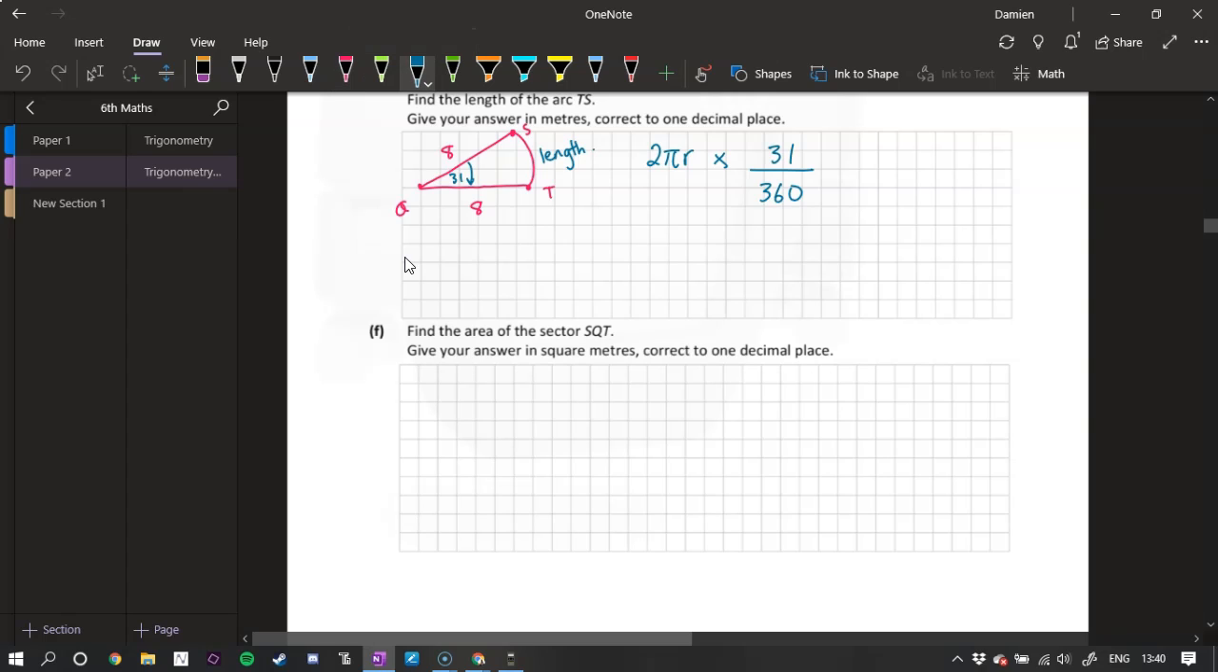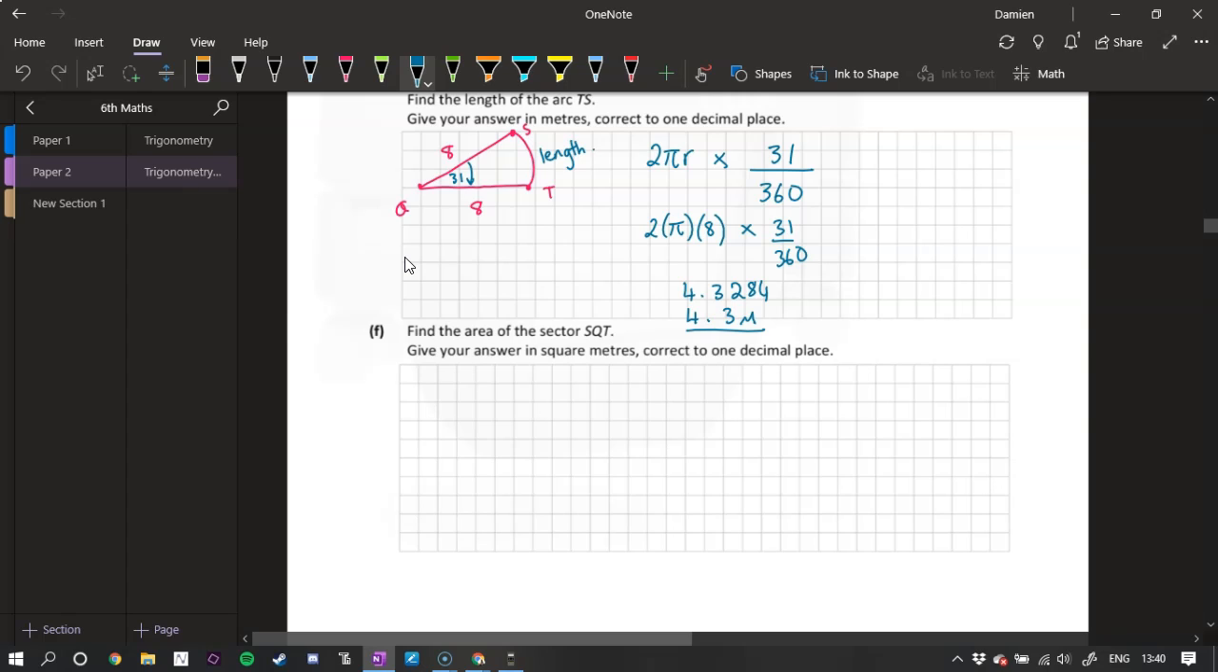So we've 31 degrees out of 360 multiplied by 2 pi r. And again, you fill in the numbers. That's 2 multiplied by pi, multiplied by your radius, which is 8, multiplied by 31 over 360. And when you work that out, that's going to give you 4.3284. Corrected to one decimal place, that is 4.3, and your answer is in meters.